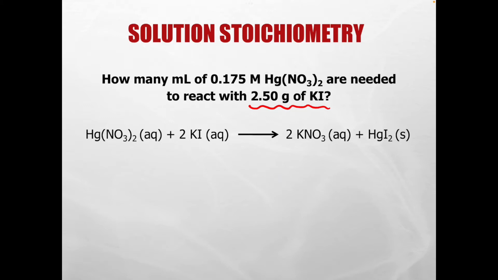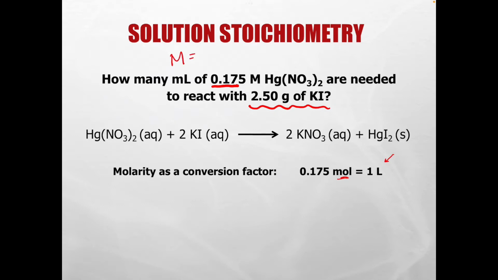0.175 molar. If we think about that as a conversion factor, that's going to tell us 0.175 moles is equal to 1 liter. Whenever you have a molarity, that number is always going to go with moles. It's always going to be 1 liter, because molarity is moles over liters. So this is telling us 0.175 moles over 1 liter. That's the technical definition of molarity.